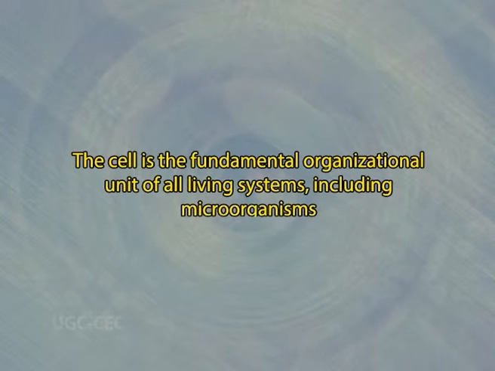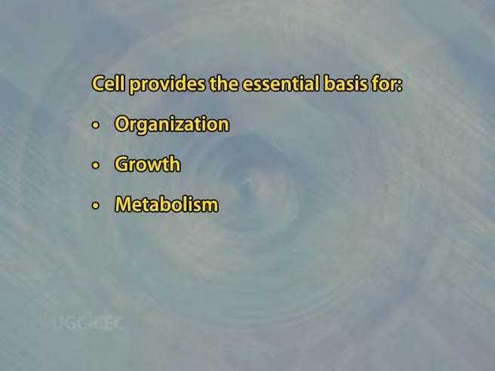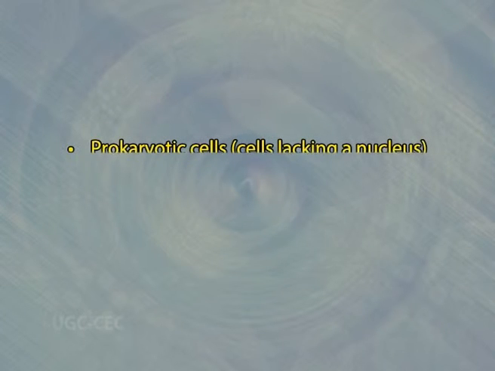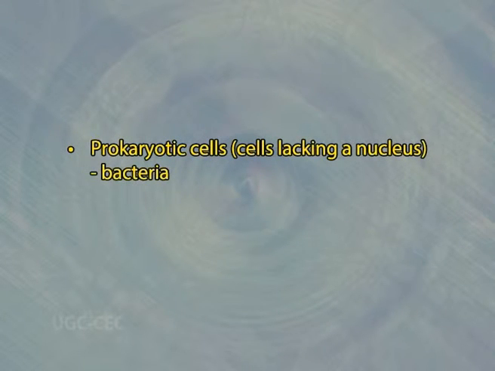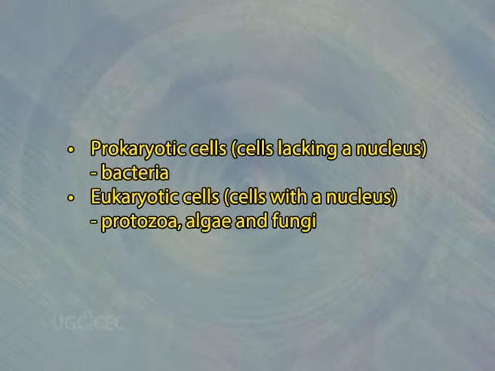Now the cell. The cell is the fundamental organizational unit of all living systems, including microorganisms. It provides the essential basis for organization, growth, metabolism, reproduction and heredity, which are the critical functions that comprise the essential characteristics of life. There are two different types of cells of living organisms. Prokaryotic cells, that are cells lacking a nucleus, for example bacteria, and eukaryotic cells, these are the cells with a nucleus like protozoa, algae and fungi. All cells have some common properties regardless of whether their organizational structure is prokaryotic or eukaryotic.